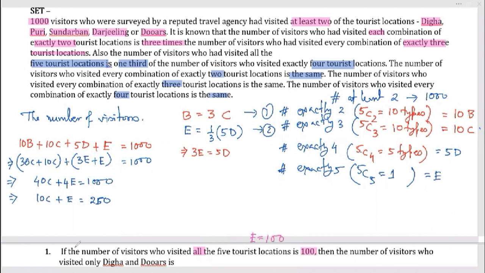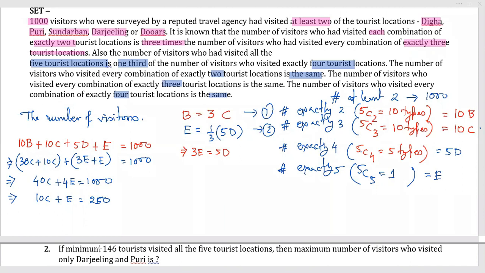Then the number of visitors who visited only Digha and Duars. Only Digha and Duars means two locations, so B is equal to how much? That is the question. E is 100. From here, with E as 100, I can say 10C is equal to 150, so C is equal to 15. I know B is equal to 3 times C, so that is equal to 45. So my answer for the question is 45. That means 45 visitors visited only Digha and Duars.